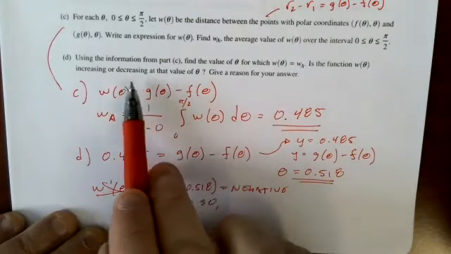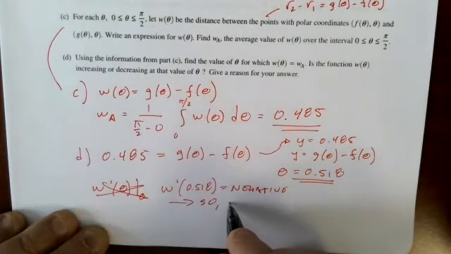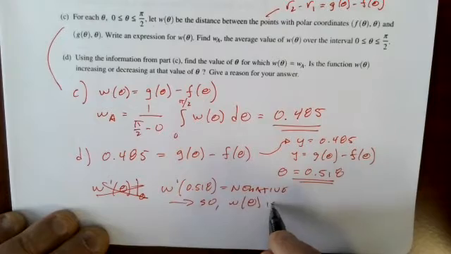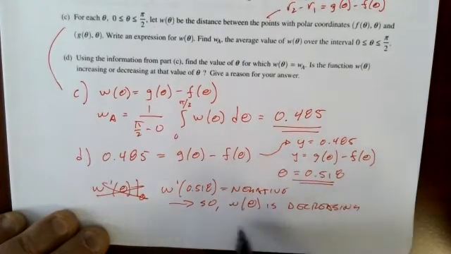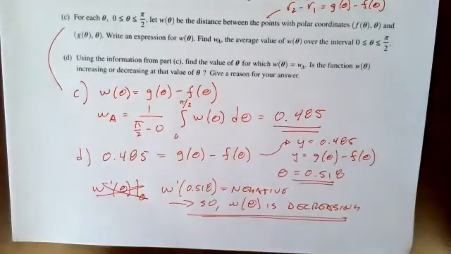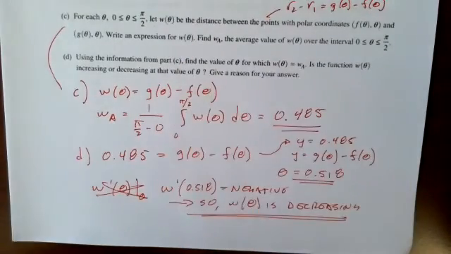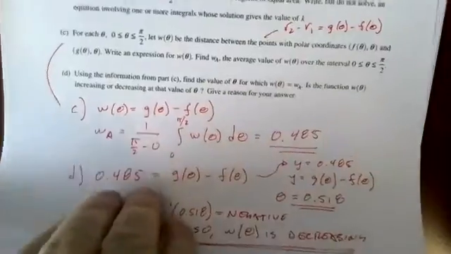What's the question? Increasing or decreasing? W of theta is decreasing. If you got A, B, and C, great. If you got A and B and part of C, great. If you got all 4, amazing. But if you get 6 or 7 points on a nasty question like this, take it and run. All right, onwards.